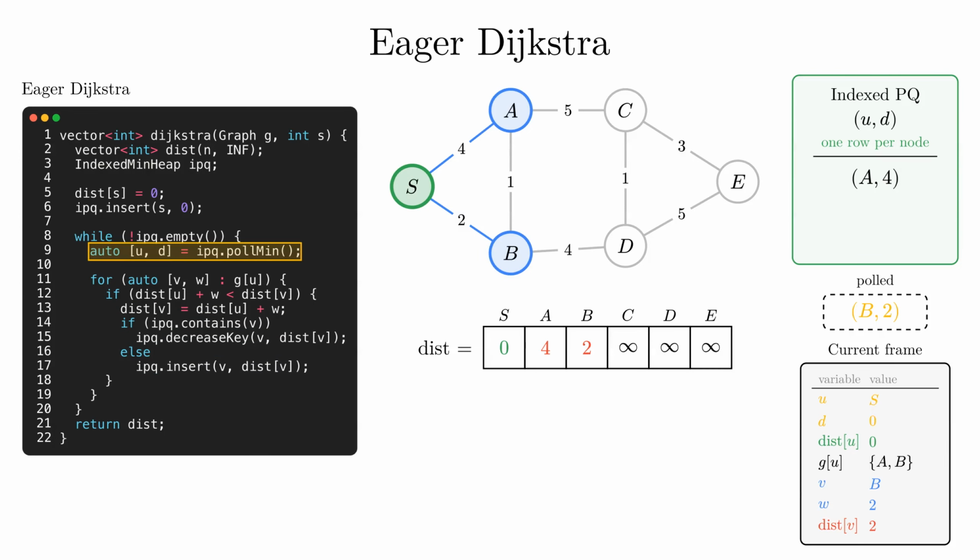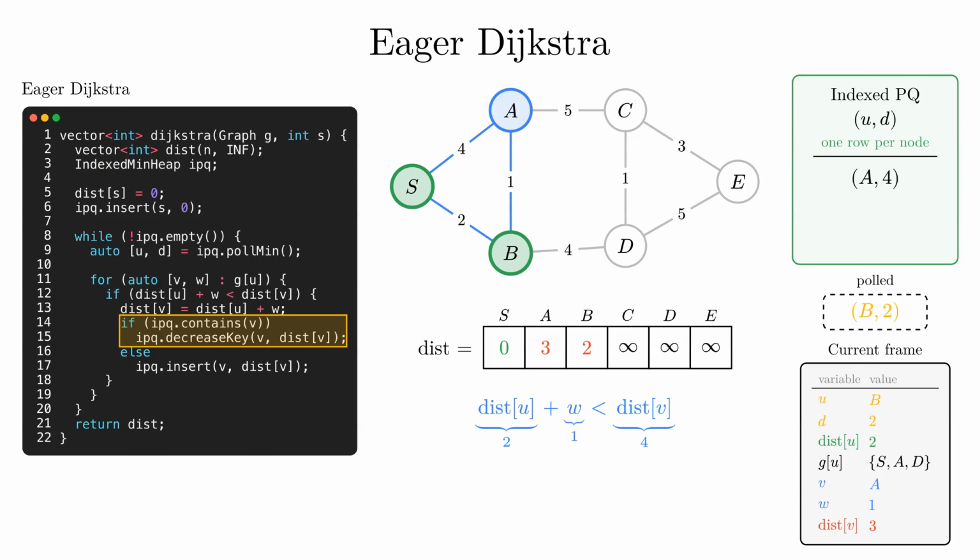B is the minimum at 2, so it comes out next and is finalized. The edge back to S cannot improve anything, since S is already finalized at 0. But the edge to A costs 1. 2 plus 1 is 3, better than the 4 we had. This is the moment that separates the two implementations. A is already in the queue, so we take the other branch, decrease key. The row for A is updated in place from 4 to 3.